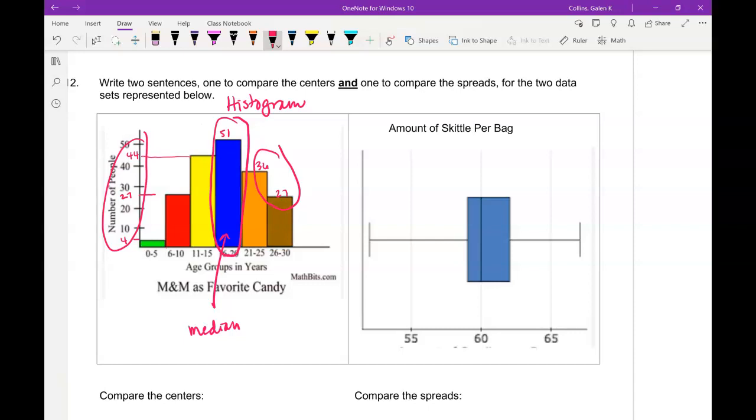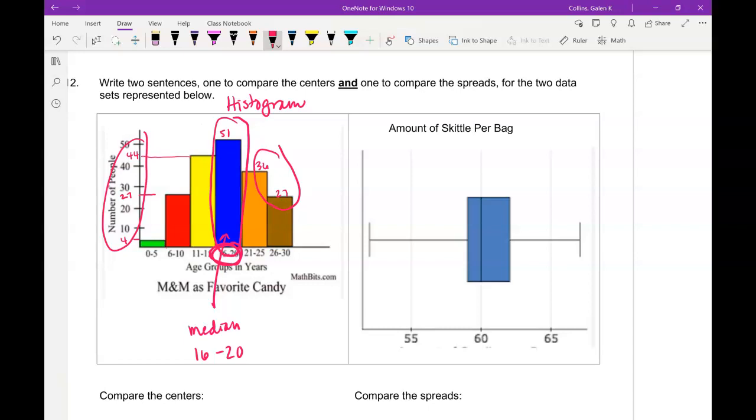I don't know exactly the age of the person who is the median, but we know the number is going to be between 16 and 20, because that's what it says down here. So the median age of people in this survey who said M&Ms was their favorite candy is going to be somewhere between 16 and 20. We don't know exactly what it is.